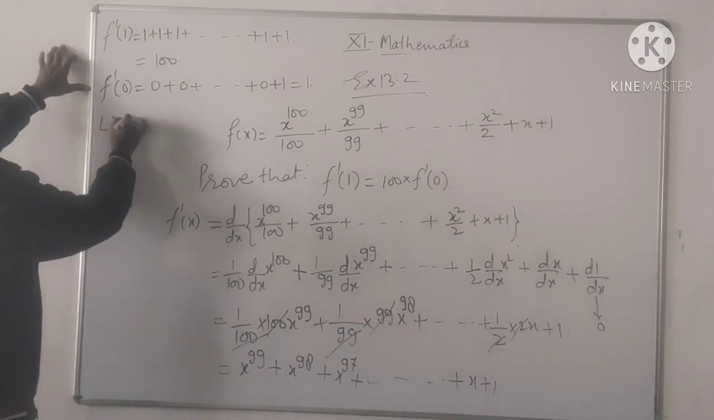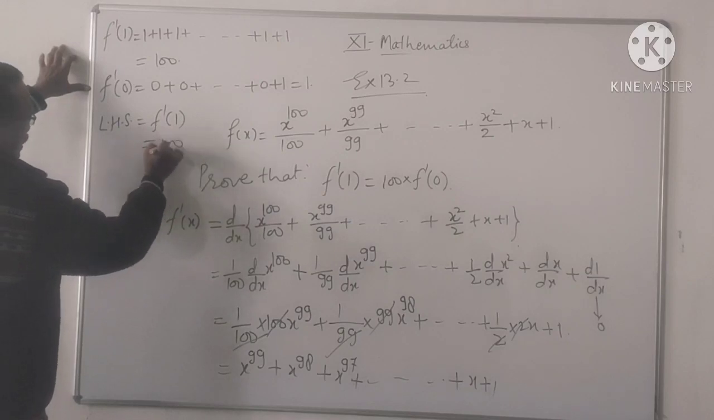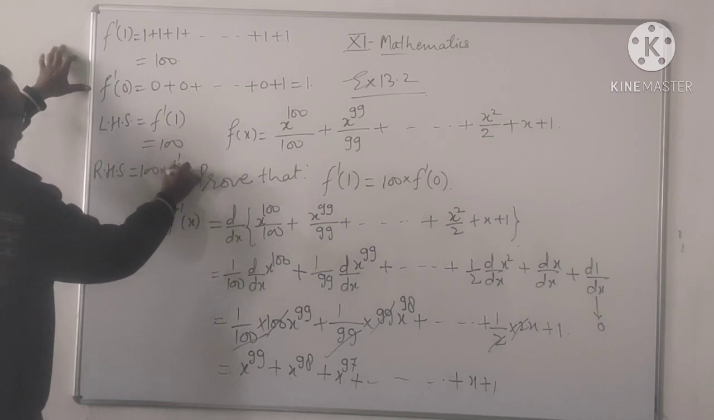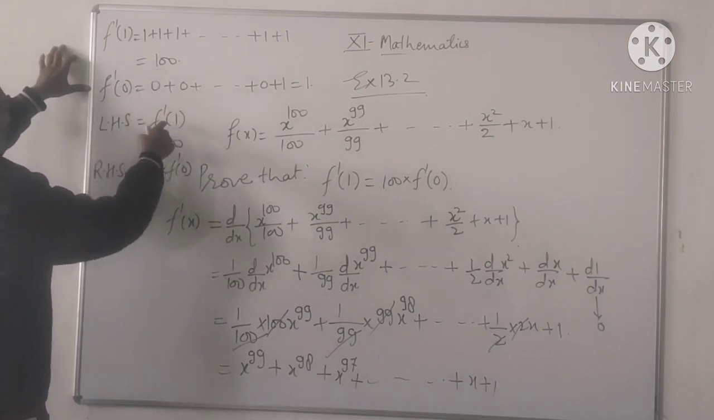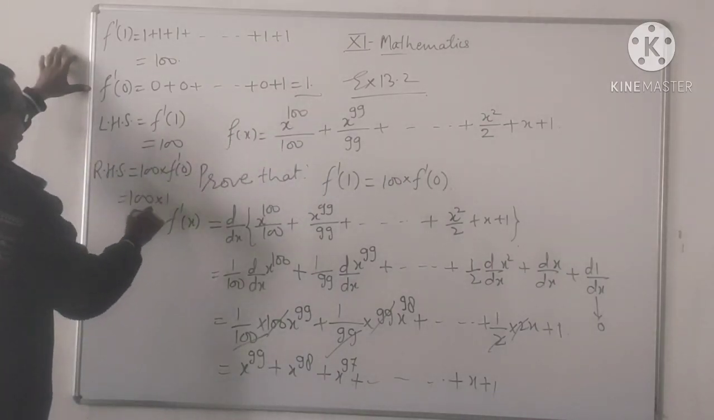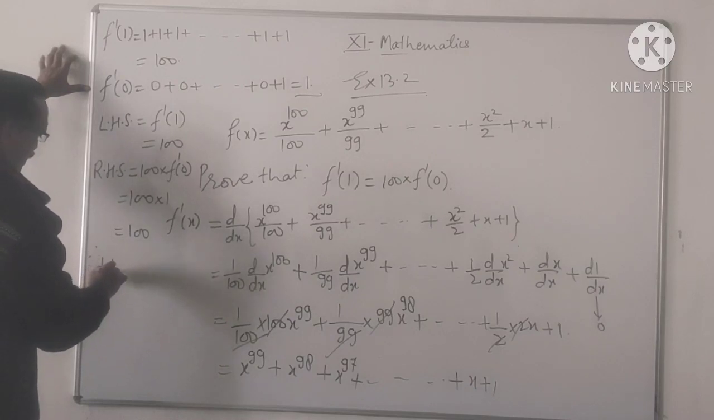Now we have to see f dash 1 is 100. LHS is f dash 1 which is 100. Now RHS, it is 100 into f dash 0. F dash 0 is 1. 100 into 1, it is 100. Therefore LHS equal to RHS, hence proved.